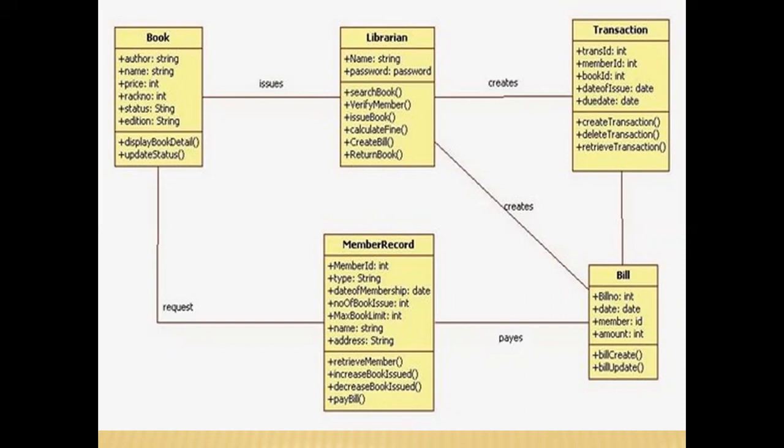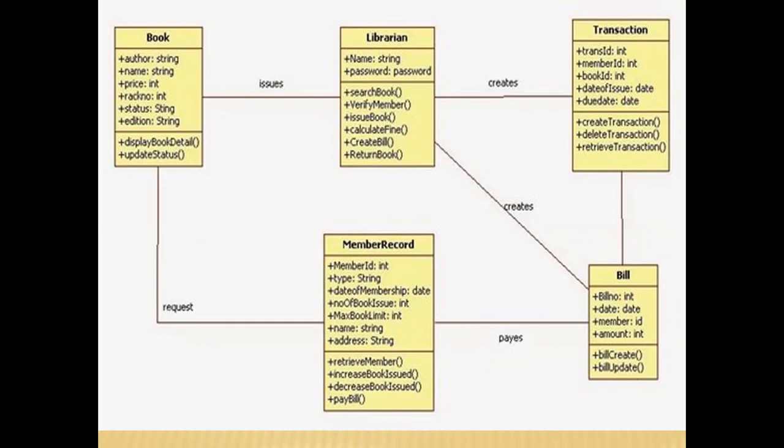Next, second, verify the member. Suppose the student belongs to our college or our department library member or not. After verifying the member, the librarian performs another operation, issue the book, to a particular member record. Another operation is create bill and return book. That is, the librarian is one object, it has some properties, and it performs some actions.